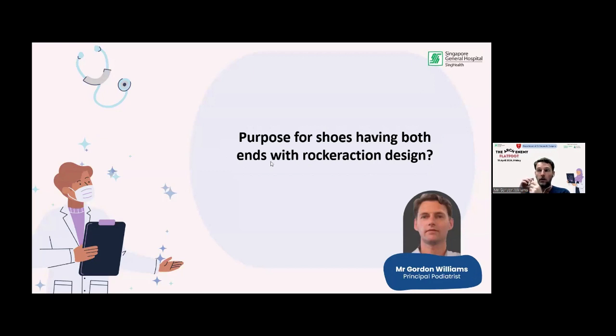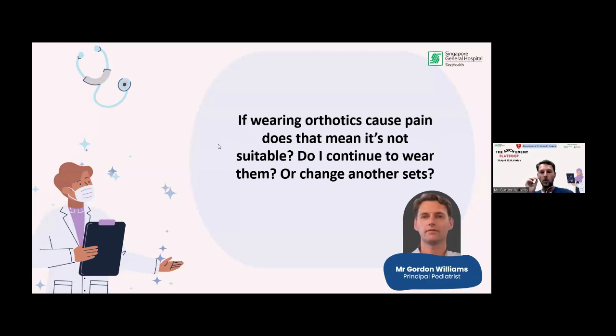Got another question. If wearing orthotics causes pain, does that mean it's not suitable? Do I continue to wear them or change to other sets? Yeah, so usually an orthotic should not cause pain. You might have initial discomfort when you first start using them because some muscles are going to work harder than others. But usually that will last anything from days to maybe a week or 2 at most, but you shouldn't have ongoing pain.